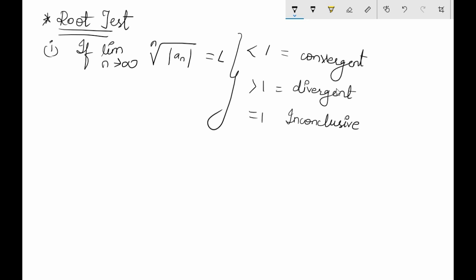We'll be studying about the root test, which says that if limit n tends to infinity, nth root of a_n is equal to L, where L is any finite value. If this finite value is less than 1, then summation of a_n will be convergent, and if this finite value is greater than 1, then it will be divergent, and if it is equal to 1, then the series will be inconclusive. So we'll solve a few numericals on this.